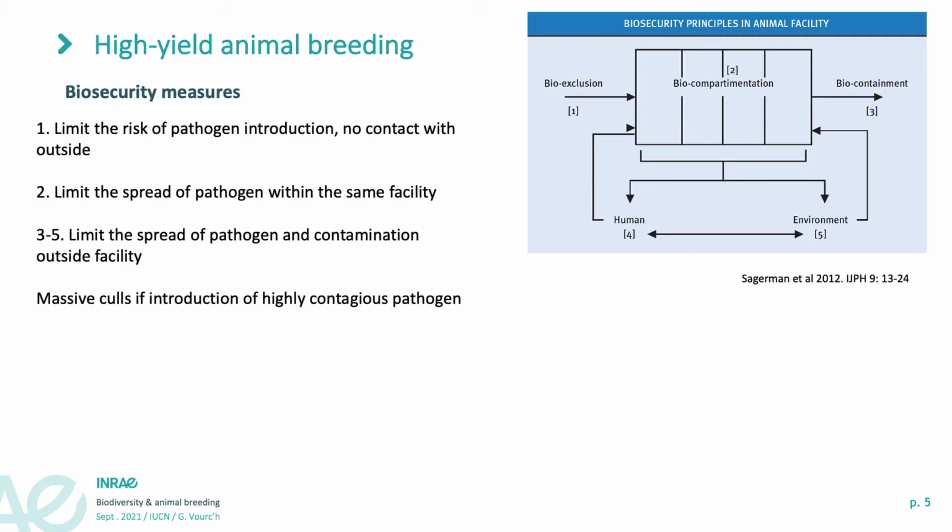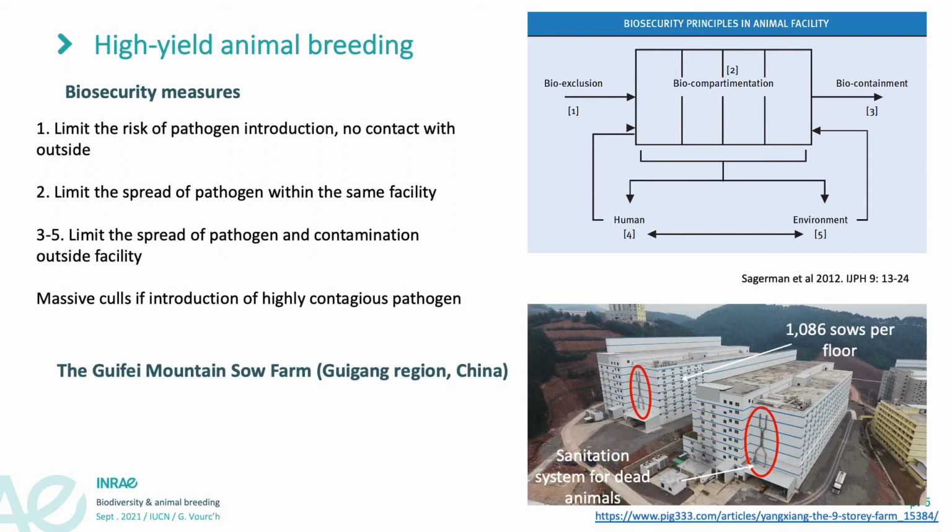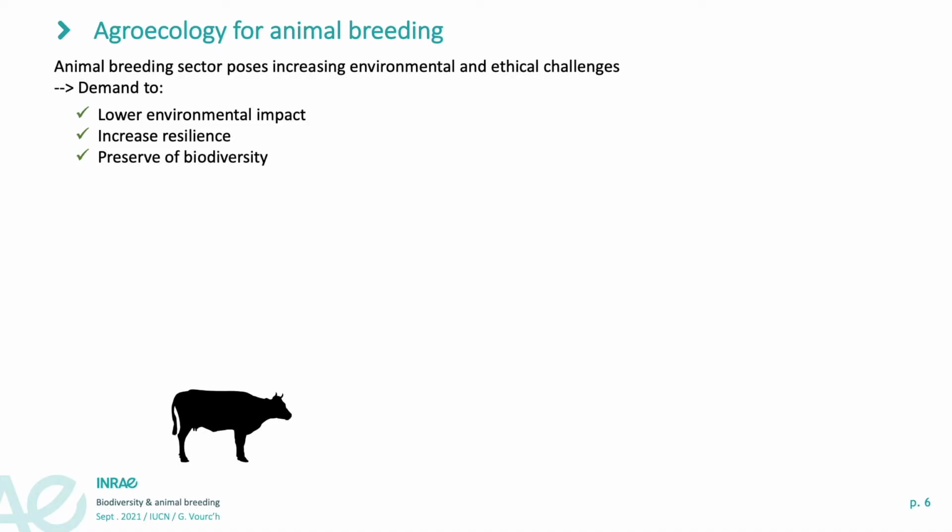One of the extreme illustrations of such high-yield animal breeding I found in a report in China, where you see an entire closed building with breeding of sows, and here you can even see a sanitation system to evacuate dead animals. But animal breeding causes increasing environmental and ethical challenges.